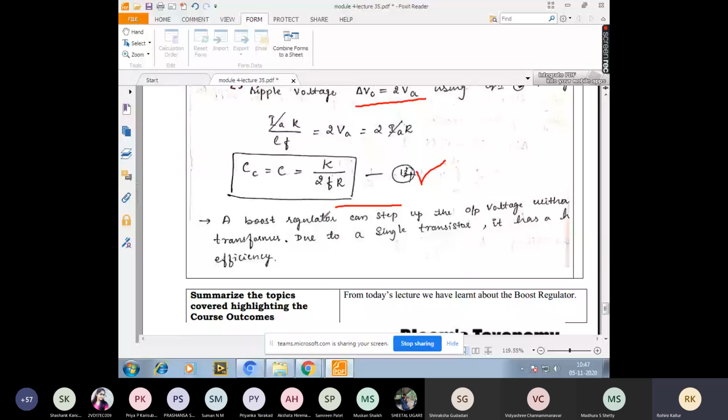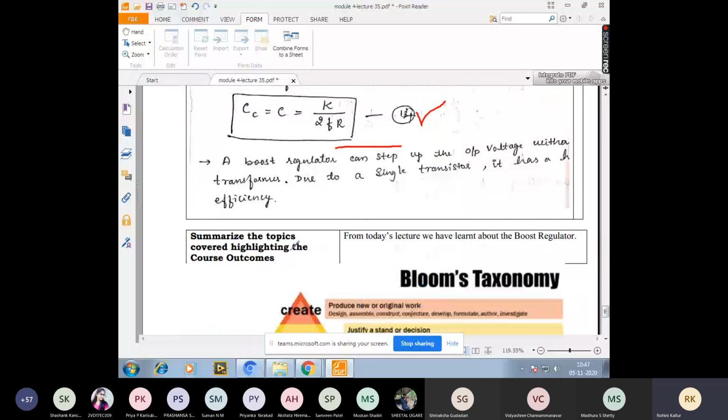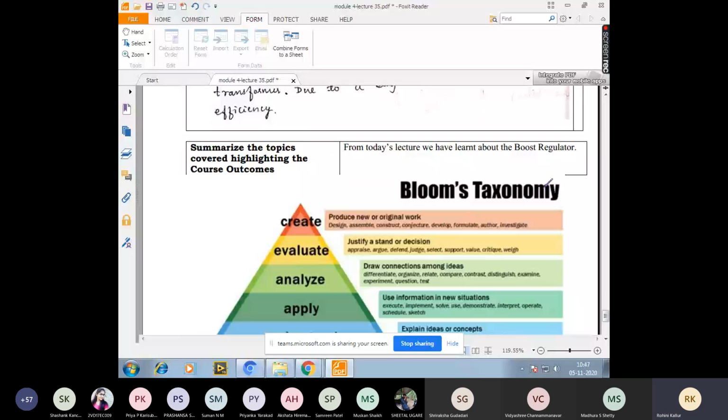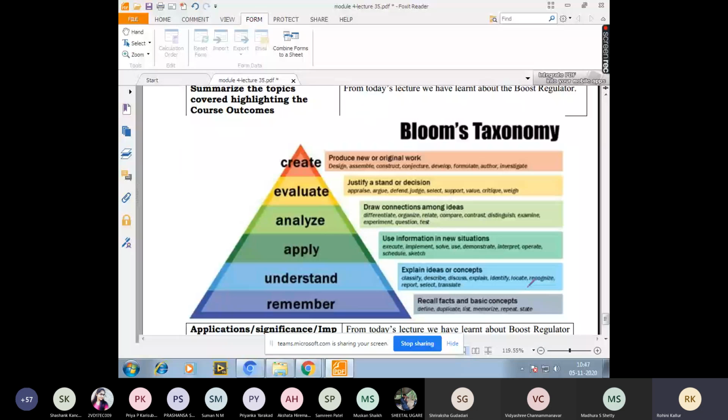To summarize today's lecture, we have learnt about the boost regulator, which has an output voltage that is a boosted version of the input voltage, and we have seen the derivations as well as the waveforms. Here you are trying to understand the boost regulator, so the Bloom's taxonomy level is L2. In this L2, you are going to describe the boost regulator and discuss its waveforms and the derivations.